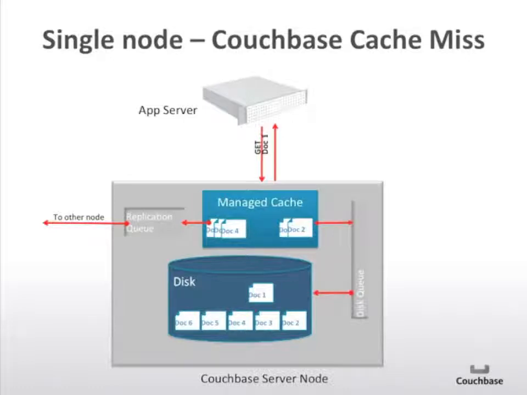So in this case, because document 1 doesn't exist in the memory, it has to be fetched from the disk, and that operation does have latency because it has to be fetched from the disk. So that's why we maintain the active data set. When we size your cluster, we make sure that the memory quota is properly allocated.